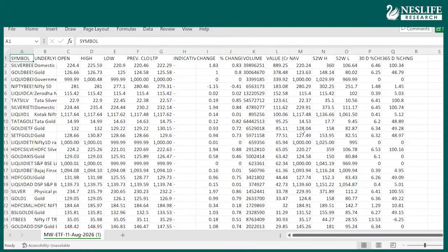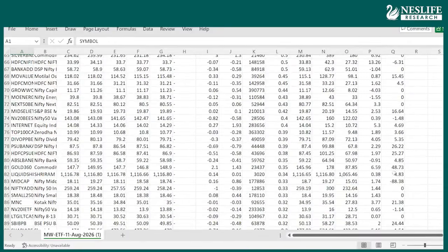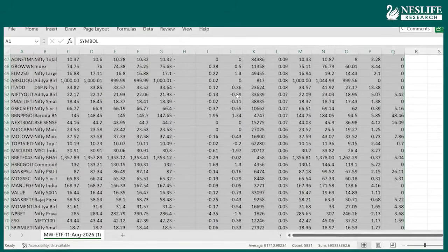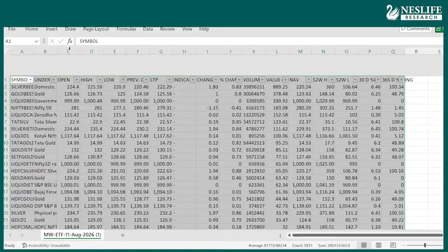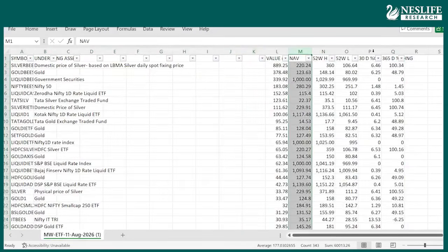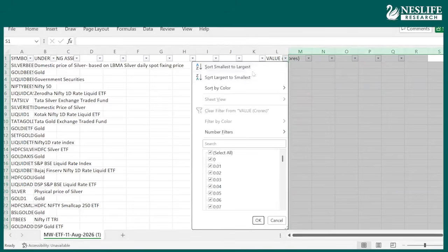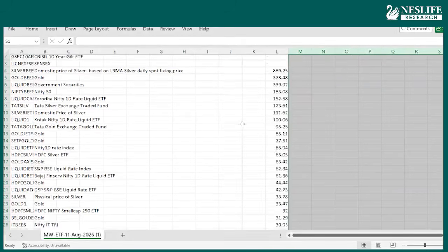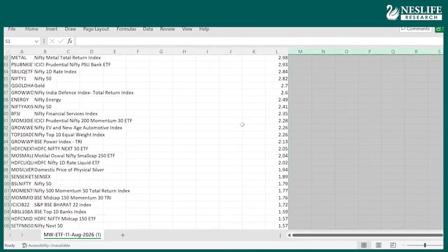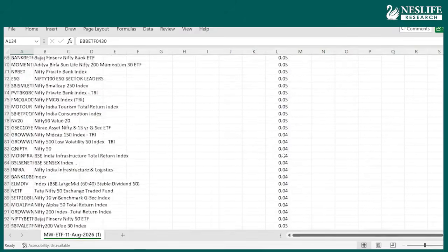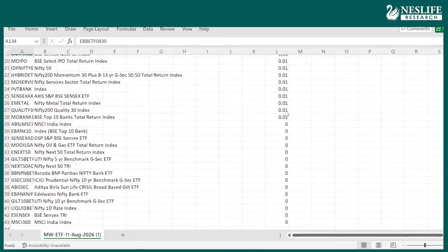You download this data. I am showing again here, and then sort and select only the value, delete everything else, so that it will be easy for you to find out which mutual fund has more turnover, largest to smallest, and remove the funds which have less than 1 crore turnover. Because if, let's say, this is hardly 3 or 4 lakhs turnover, how are you going to place the order when you want to exit?